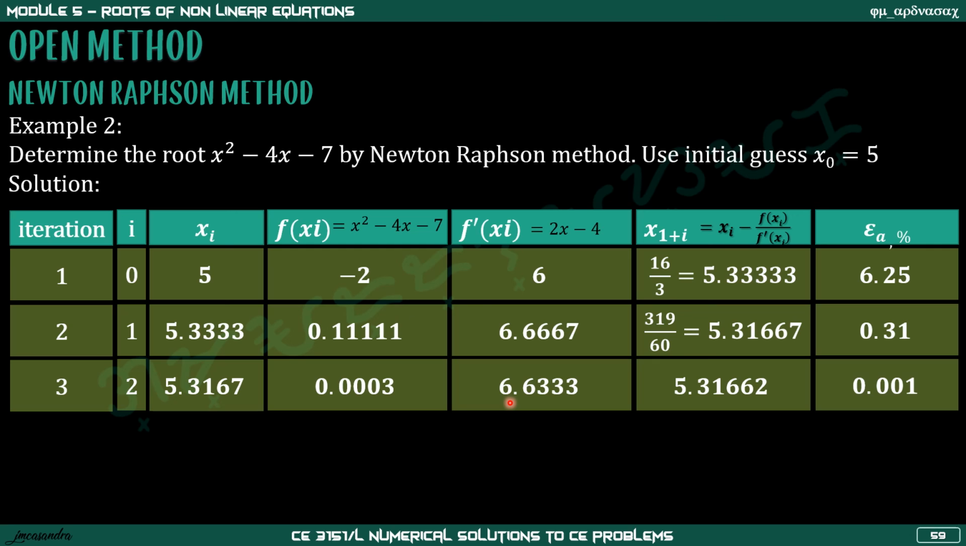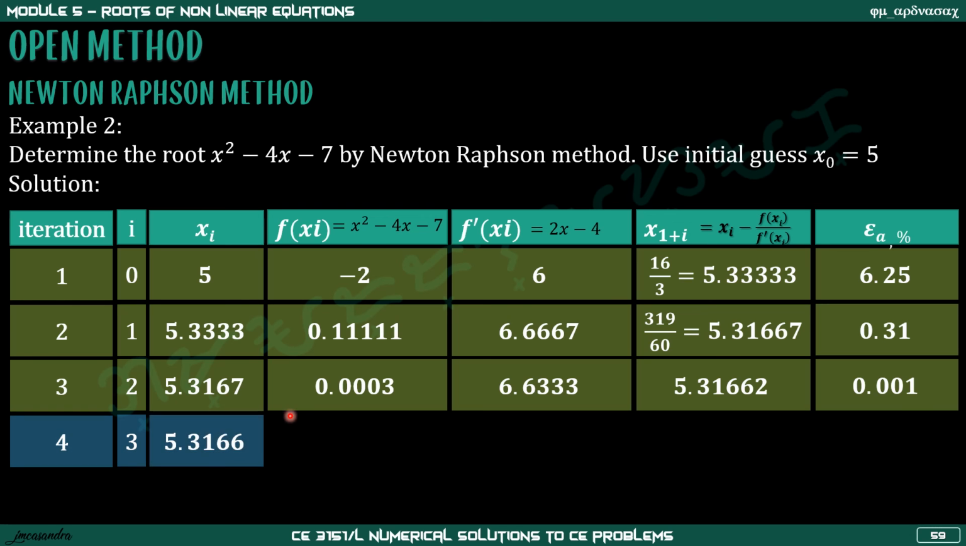5.3166, which is having an approximate error of 0.001. Okay, so we could stop here already since our approximate error is at 0.001. So we could assume it already is equal to 0. Or if you still want to prove that it is at 5.31662, you can still continue for the fourth iteration.